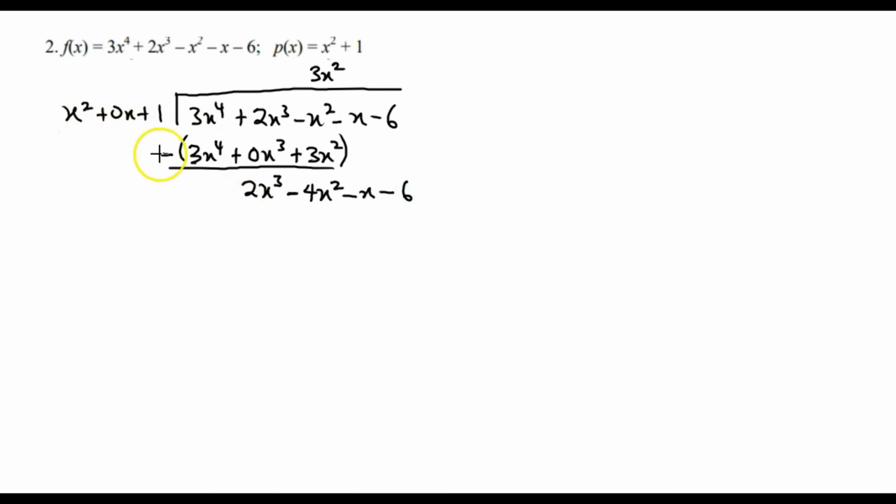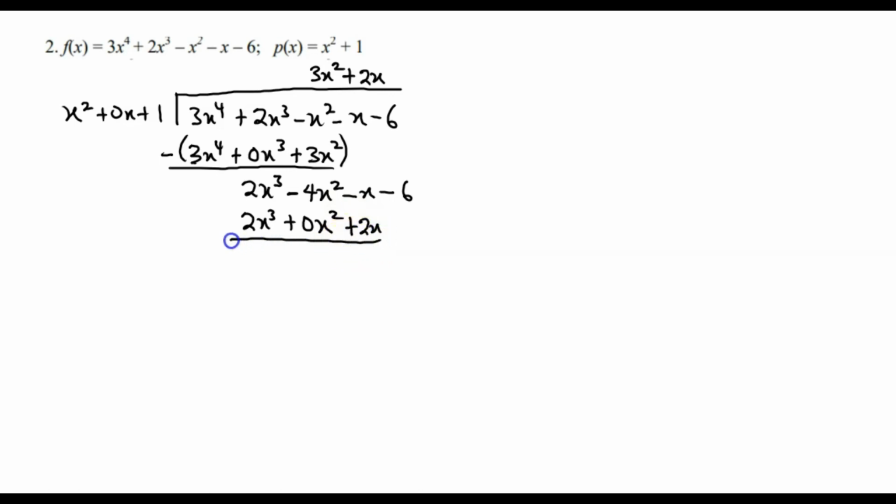Therefore, x squared will go into 2x cubed, that is 2x squared times 2x times. So we have plus 2x. 2x multiplies x squared, we get 2x cubed. 2x multiplies 0x gives us plus 0x squared. Then 2x multiplies 1 will give us plus 2x.